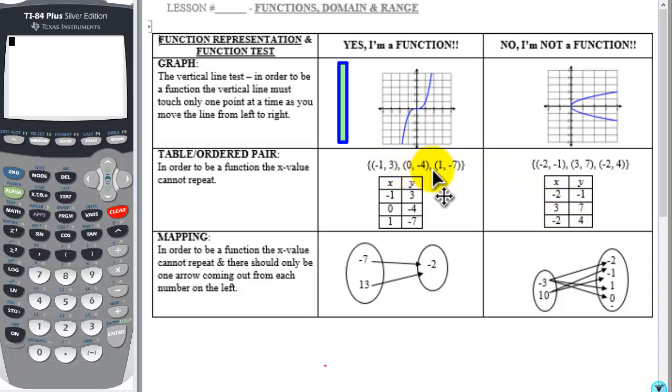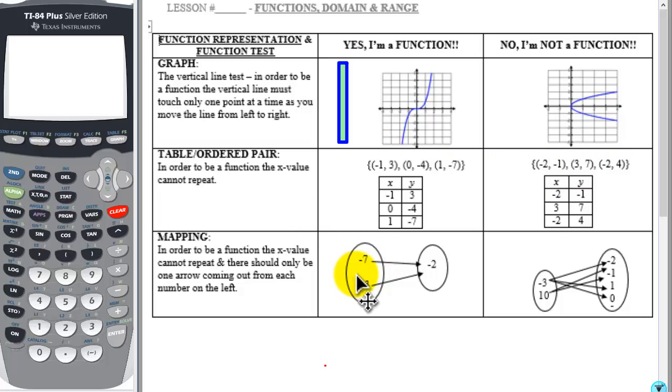Now if you have a list of ordered pairs, remember, the x value is always the first number of the pair. So this would be the x value, 0 would be the x value, and 1 would be the x value. That means the x value does not repeat, so this is a function. Contrast that with this one where the x values are -2, 3, and -2. Therefore it's not a function because -2 repeats.